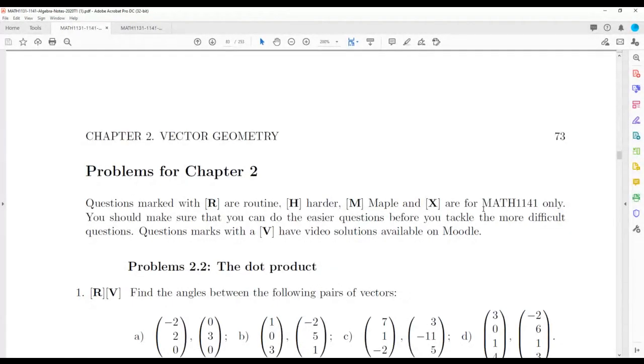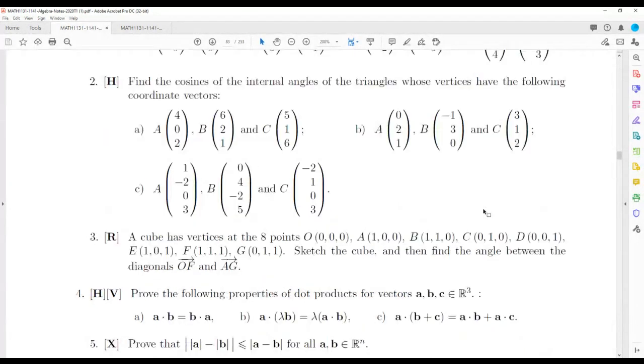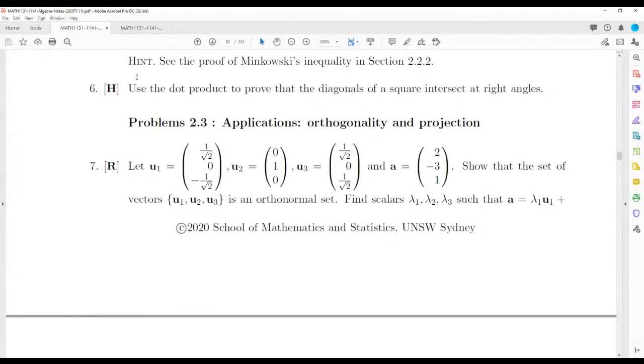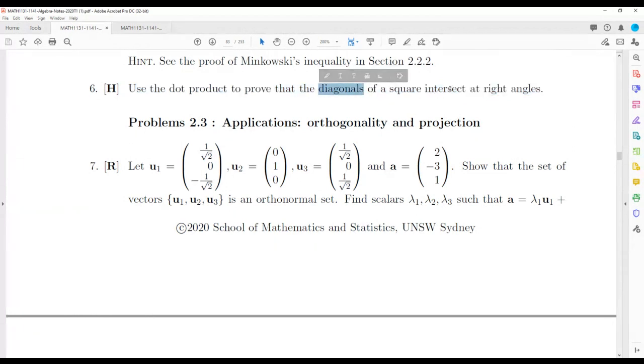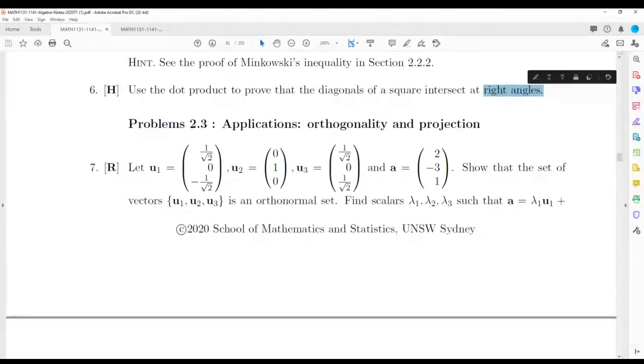So the first thing we're going to look at in this tutorial is the dot product. Okay, and I'm going to start with question 6. So use the dot product to prove that the diagonals of a square intersect at right angles. Now, why is this an important question? Well, one of the reasons is that it's like a proof type of question. You probably look at that question and go, well, that's obvious, but how can you do it using the dot product? So that's the first question I'll look at in today's tutorial.